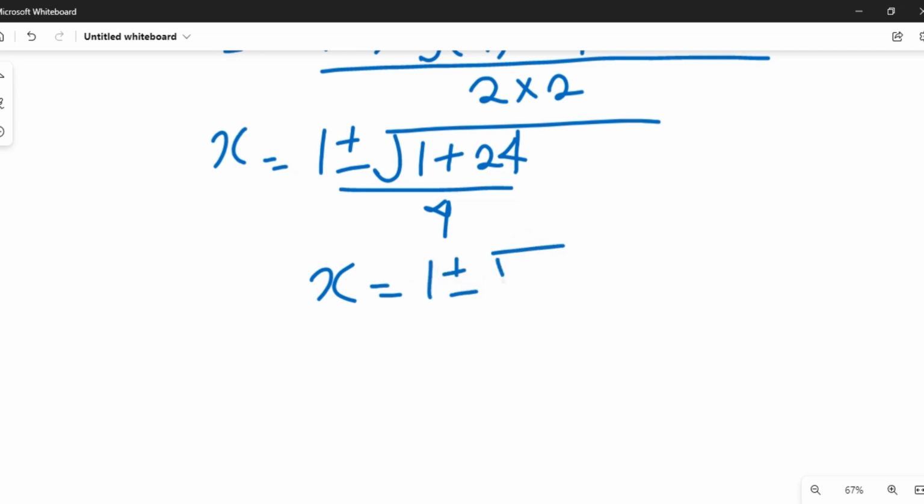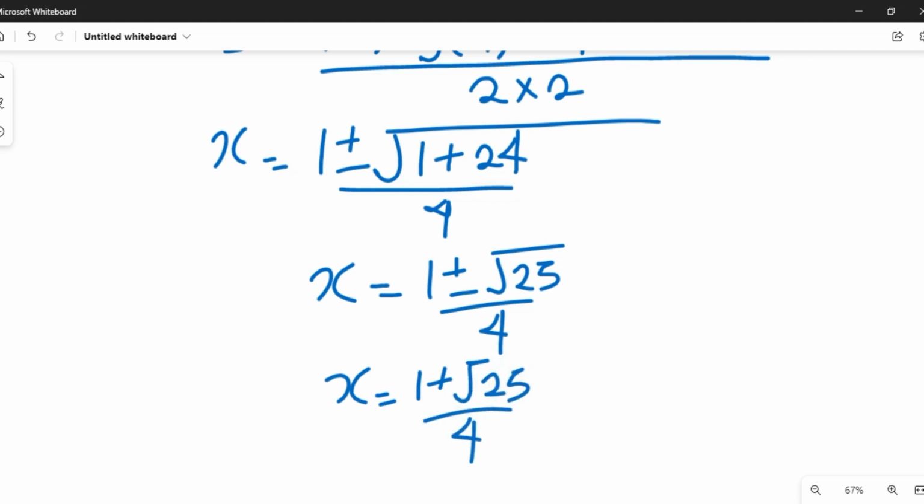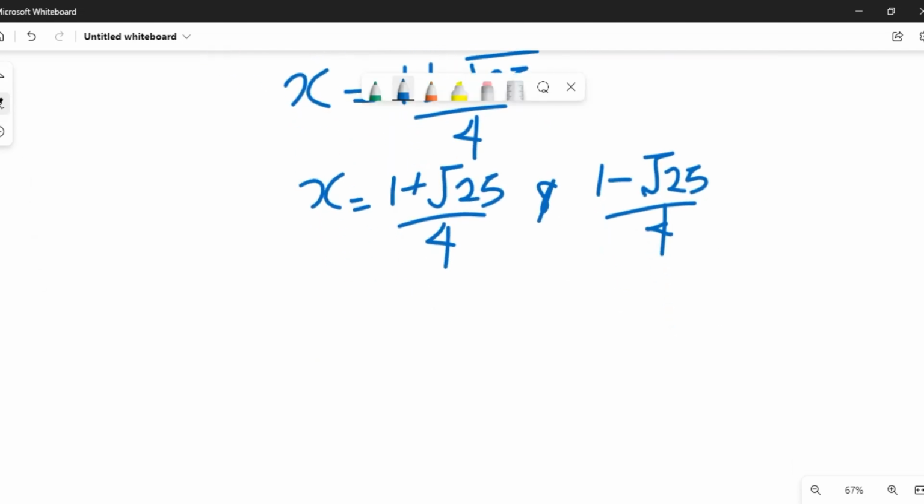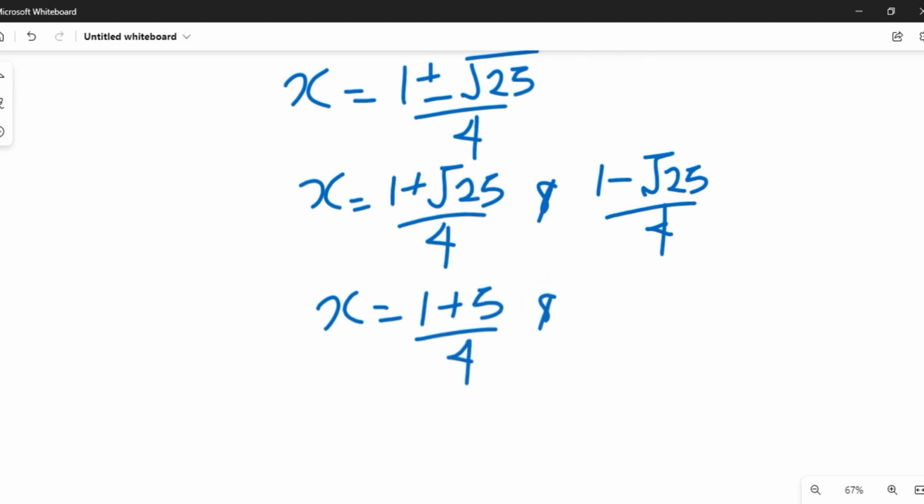To simplify further, we're going to find out that our x will be equal to 1 plus or minus the square root of what? 25 over 4, so x equals 1 plus the square root of 25 over 4, and 1 minus the square root of 25 over 4. If we simplify, the square root of 25 is 5. So we'll have 1 plus 5 over 4 and what? 1 minus 5 over 4.